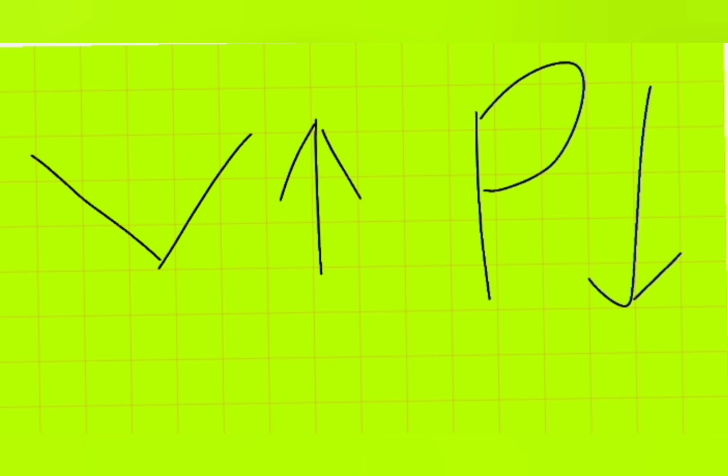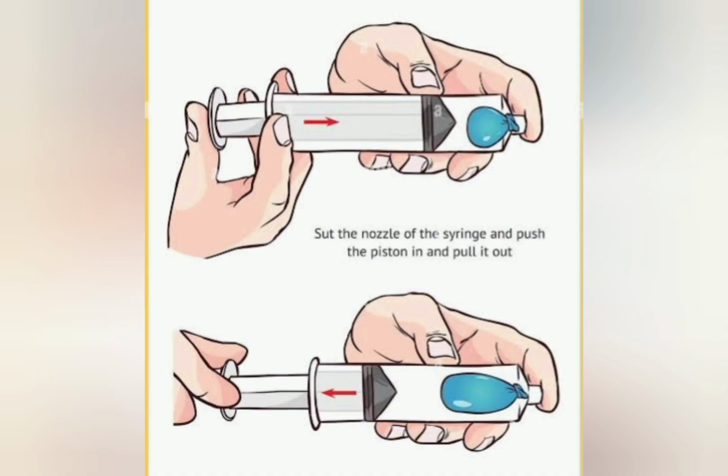A simple example is a syringe. When you push the plunger in, the space for air becomes smaller, so the pressure inside increases. That is why it becomes harder to push. When you pull the plunger out, the space increases, and the pressure drops. This is Boyle's law in action.